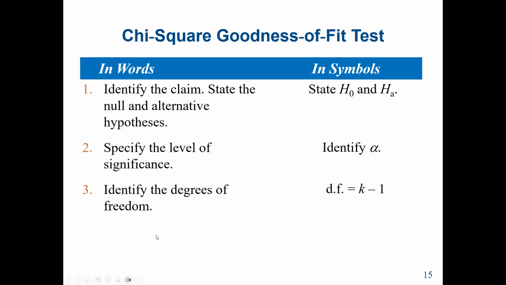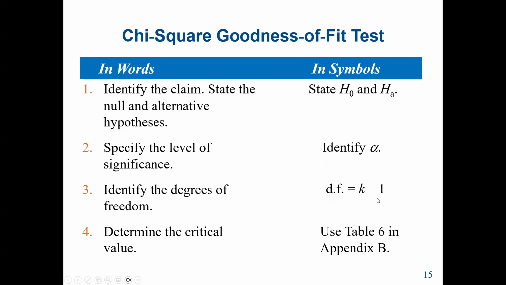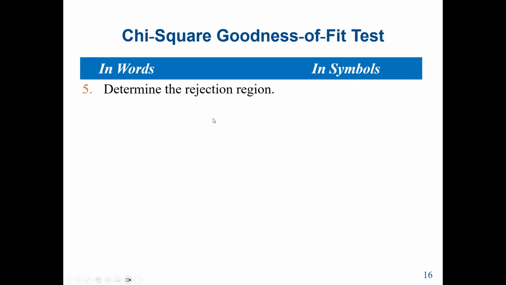Then next, we need to identify the degrees of freedom. Degrees of freedom is always k minus 1. k will be the number of categories. Then, if we know the degrees of freedom and alpha, then we can determine the critical value. Using the textbook we are using, Appendix P, we have the table for the chi-square critical values. Then next, we are going to determine the rejection region, because after we have the critical value, we can determine the rejection region. Then we calculate the test statistic.